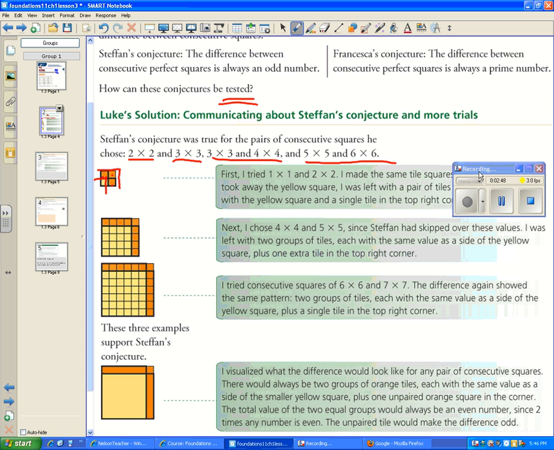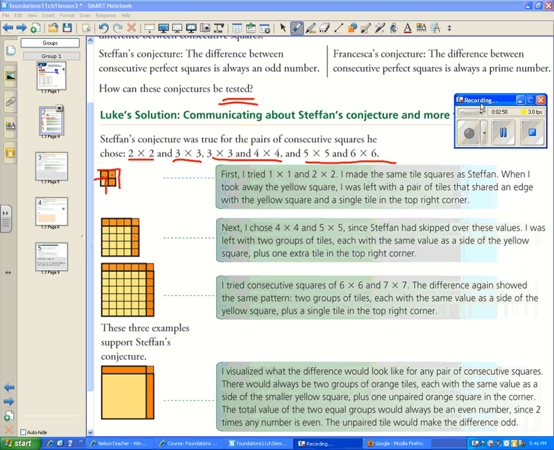Here we have Luke going through the steps. He says, first I tried a 1 by 1 and a 2 by 2. I made the same tile squares as Stefan. When I took away the yellow square, I was left with a pair of tiles that shared an edge with the yellow square and a single tile in the top right corner. So we had 2 pairs and 1. Sorry, a pair of tiles and 1 more.